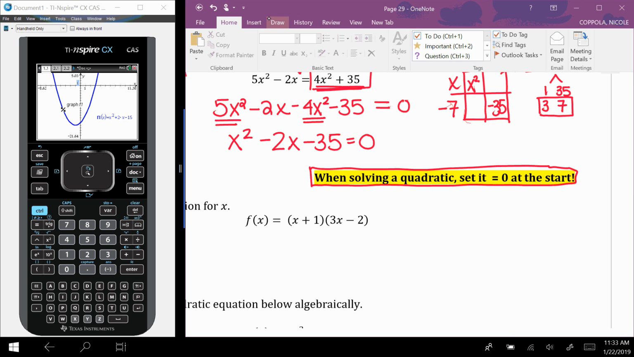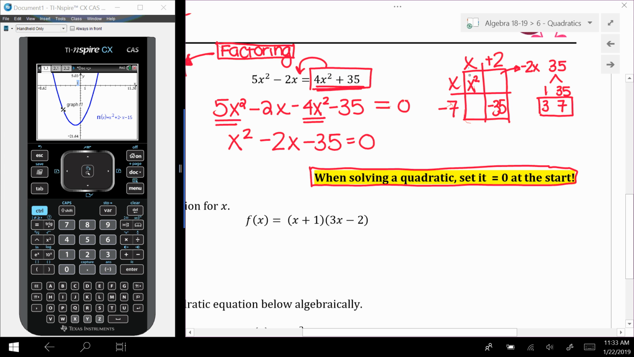Let me do a quick check to make sure. Negative 7 times x is negative 7x. 2 times x is 2x. Negative 7 and 2, it works. So from here, just like what we did yesterday, we've got x minus 7 times x plus 2 is equal to 0. I'm able to set each factor equal to 0.